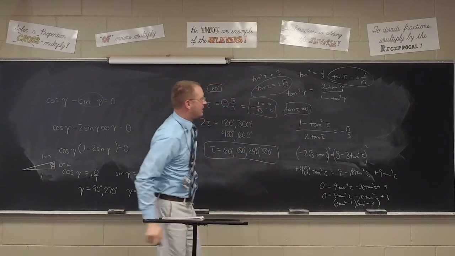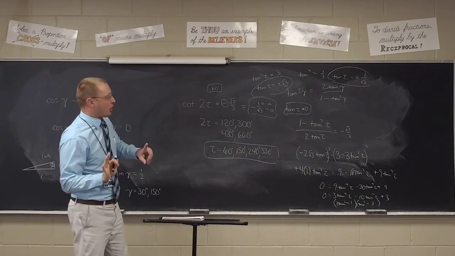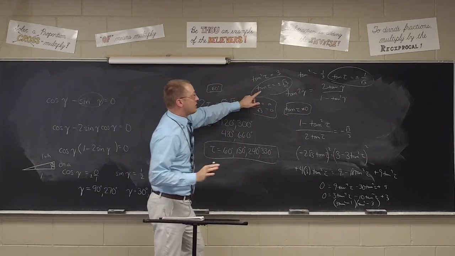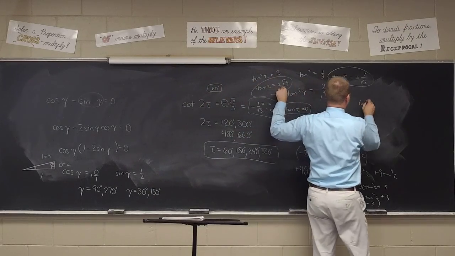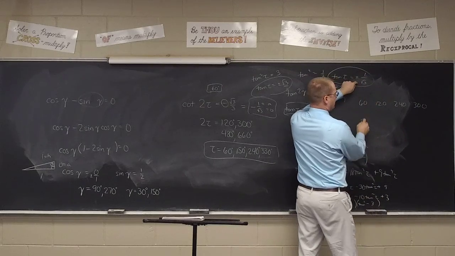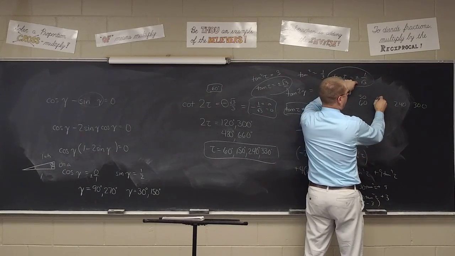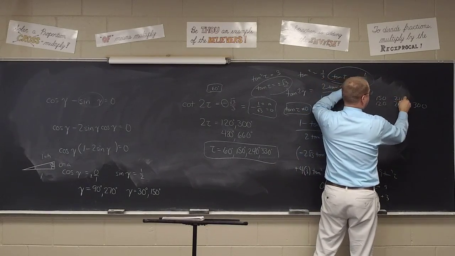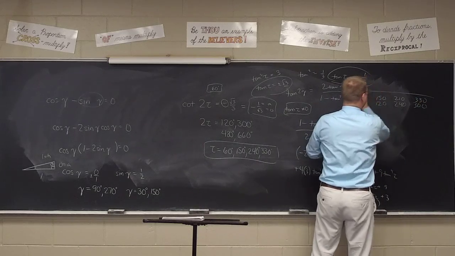I did something like that, but it was a lot shorter. So this is going to give you 60, 120, 240, 300. This is going to give you 30, 150, 210, and 330. Now look at these answers.